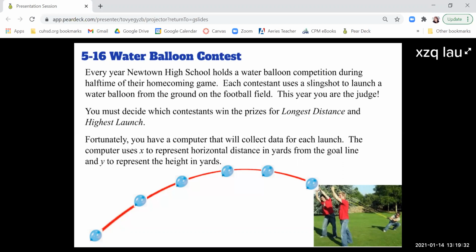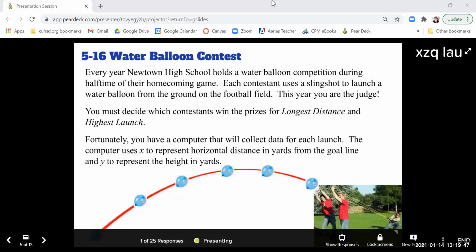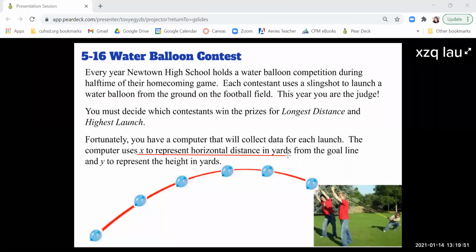The computer uses X to represent the horizontal distance in yards from the goal line and Y to represent the height in yards. So horizontal distance versus height. This is a really important detail to keep in mind as we go forward: X is the horizontal distance in yards and Y is the height in yards. All right, so you can see how it launches into a curve that behaves like a parabola.